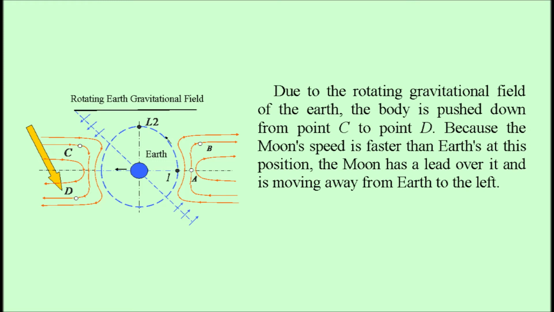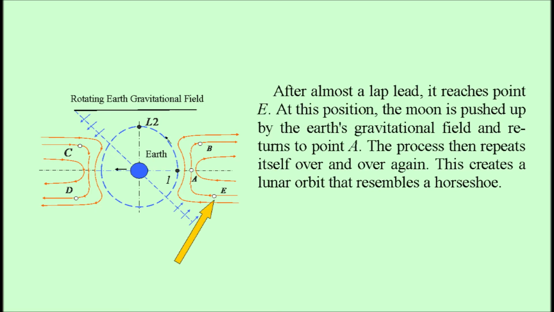Due to the rotating gravitational field of the Earth, the body is pushed down from point C to point D. Because the Moon's speed is faster than Earth's at this position, the Moon has a lead over it and is moving away from Earth to the left. After almost a lap lead, it reaches point E. At this position, the Moon is pushed up by the Earth's gravitational field and returns to point A. The process then repeats itself over and over again. This creates a lunar orbit that resembles a horseshoe.